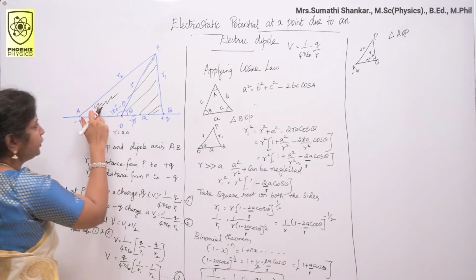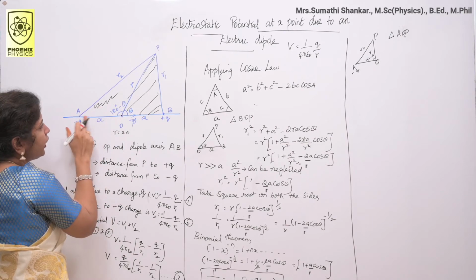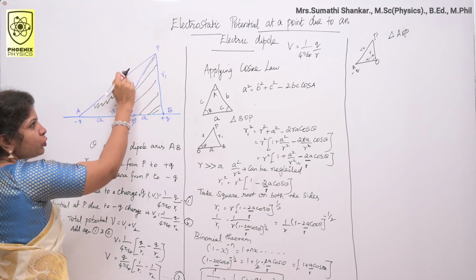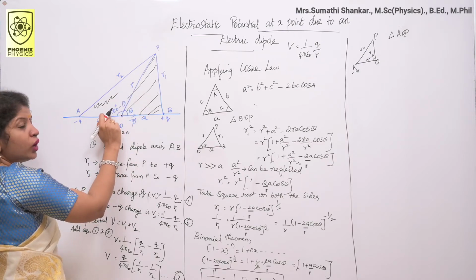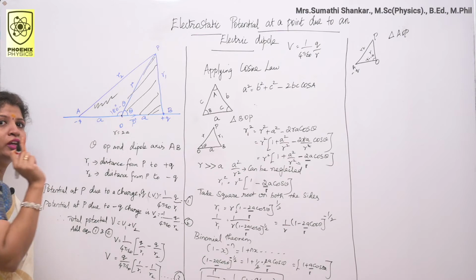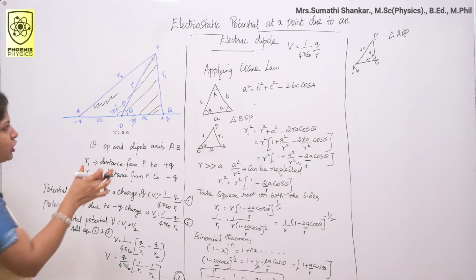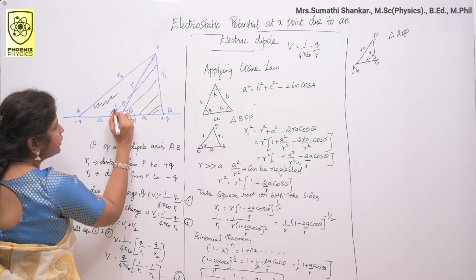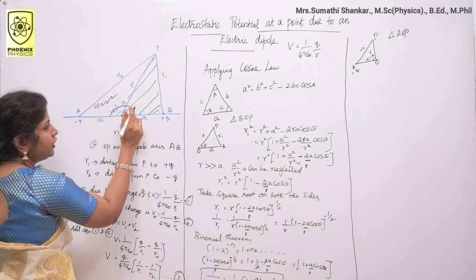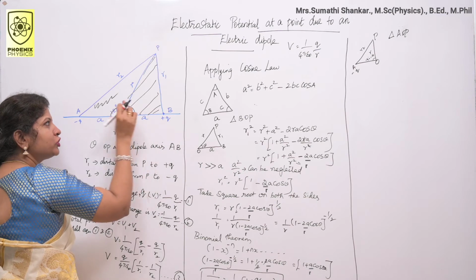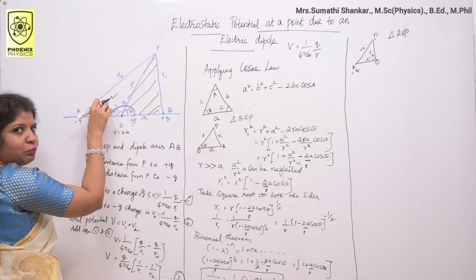Next I am going to take this triangle, that is AOP. Here this portion is r2, this one is r, and the angle is 180 degree minus theta. How did I write 180 degree minus theta? Because the whole angle is 180 degree. I hope you know that, because it is a straight line. So this angle alone is theta, which means the remaining angle is 180 degree minus theta.